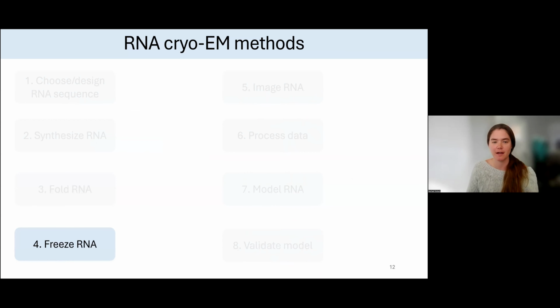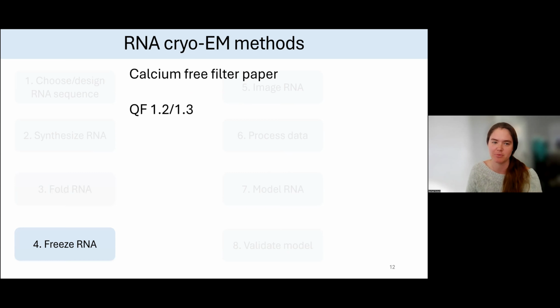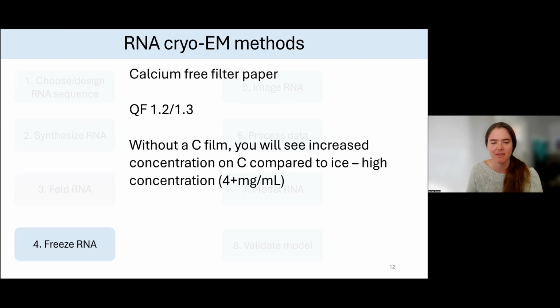And then we go ahead and freeze our RNA. There are some slight differences in freezing RNA. So we do like using calcium-free filter paper, simply because RNA structure is highly dependent on ionic composition. So we just want to make sure we're adding the least amount of additional ions to our sample. We use very simple grids, nothing too advanced.